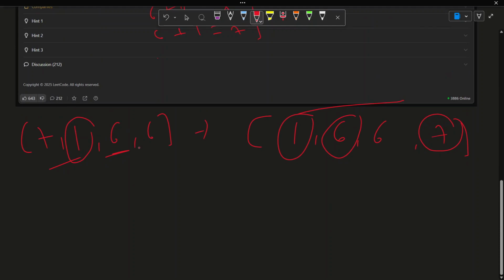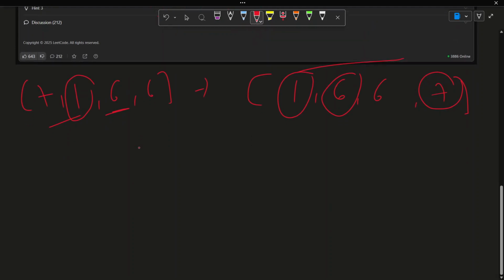Okay, so we are applying 7. So if we consider 7, for 7 means 7 minus 2, which is equal to 5. Then 7 minus 1, which is equal to 6. Then 7 plus 2, which is equal to 9. Then 7 plus 1, which is equal to 8.